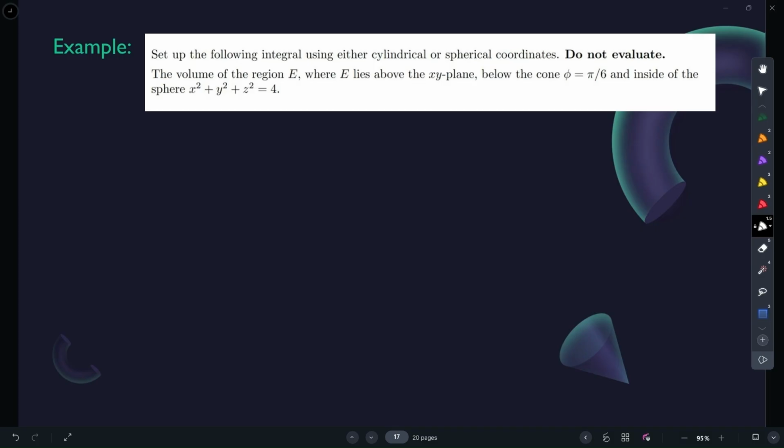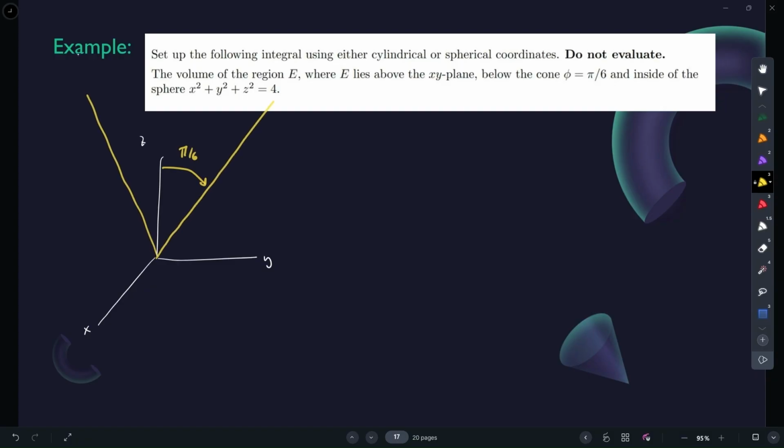In the last problem that I want to do in this video, we're going to set up an integral for a volume of a region that is described as follows: is above the xy plane, below the cone pi over 6 for phi, and inside the sphere of radius 2. So let's see what that means. So first of all, to draw that cone, I have to go pi over 6 from the z axis, and then draw the cone like that over there.